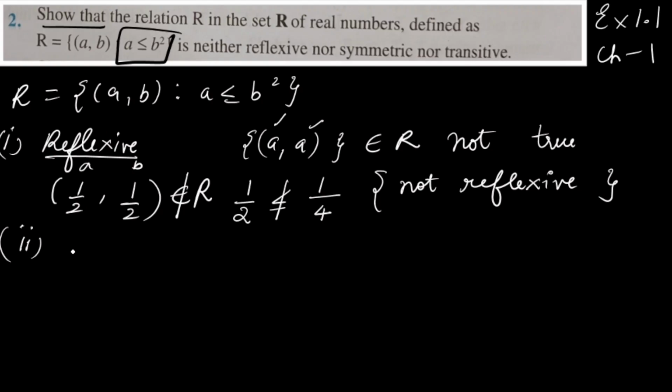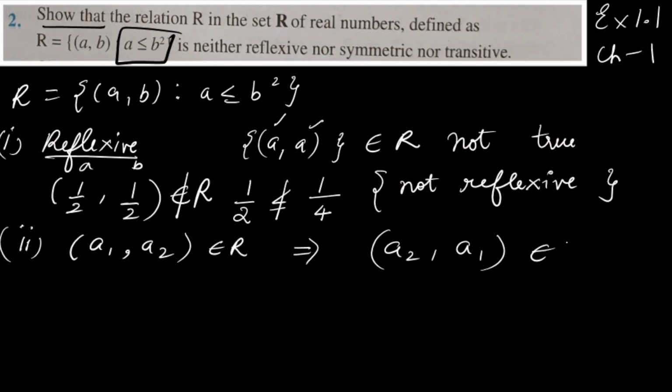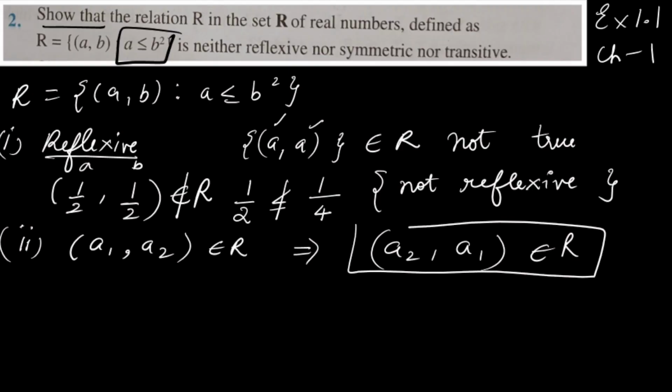Now let's check for symmetric. For symmetric we know that if (a1, a2) belongs to R, it implies (a2, a1) should also belong to R. So basically this thing we have to check here. For this one, you can take decimals, fractions, positive, negative, anything is fine. Even if you take simple whole numbers or natural numbers, it will not be satisfied.